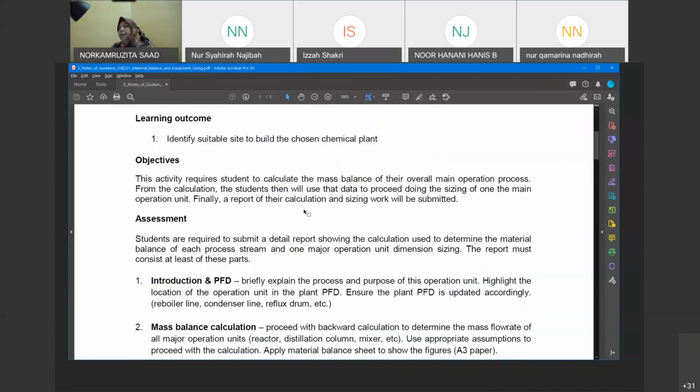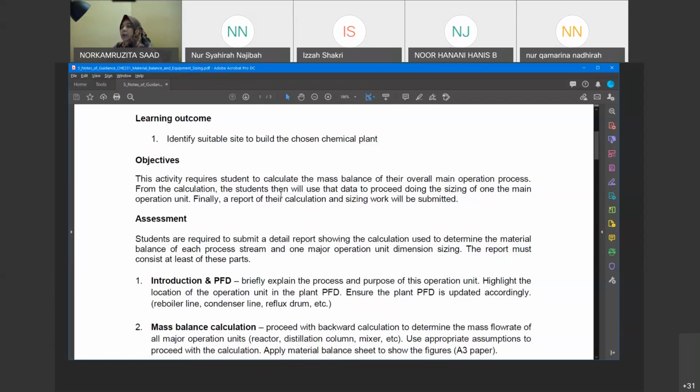The objective is to make sure that you can calculate the mass balance or material balance of the overall main operation process. The material balance is only for the equipment that you have chosen for your P and ID diagram. From the calculation, students will then use the data to proceed with the sizing of the main operation unit. I will explain about this.